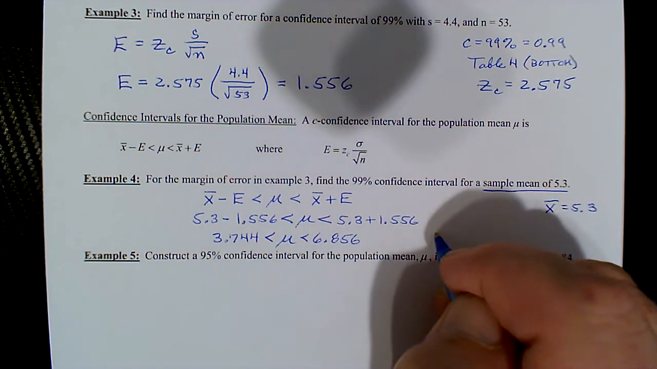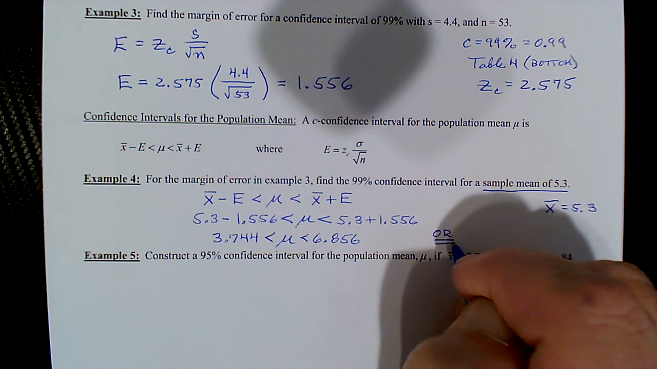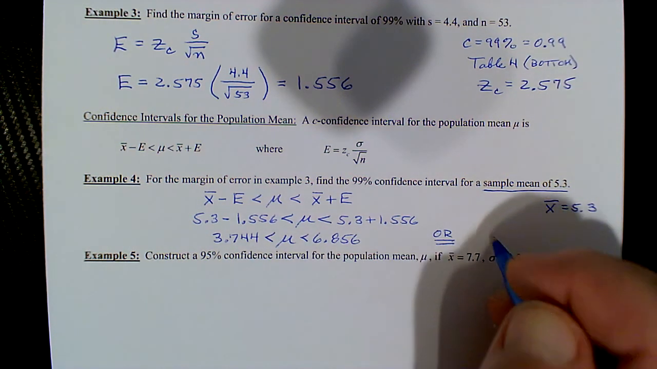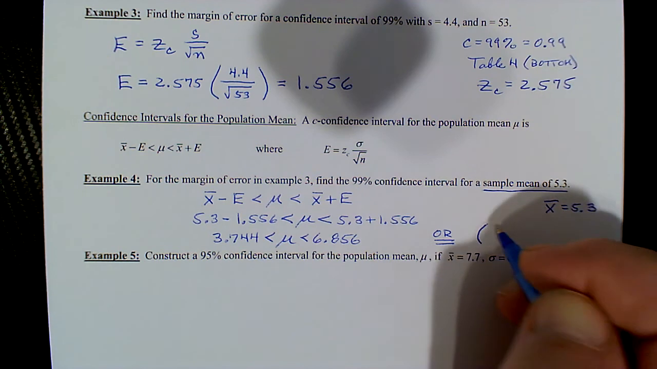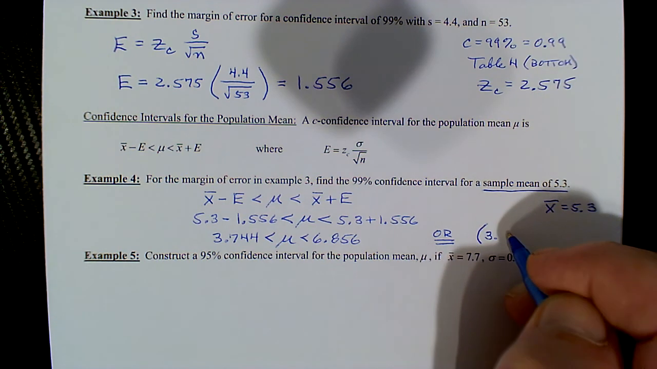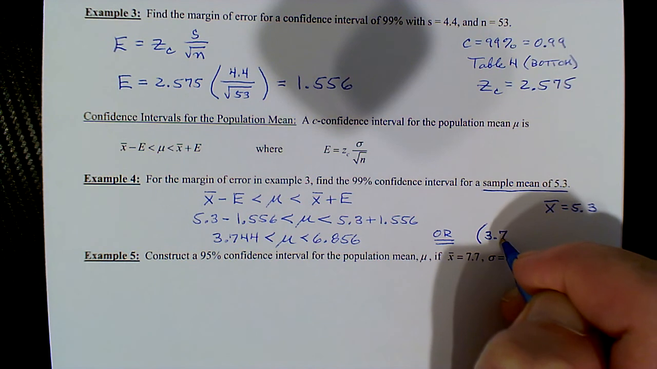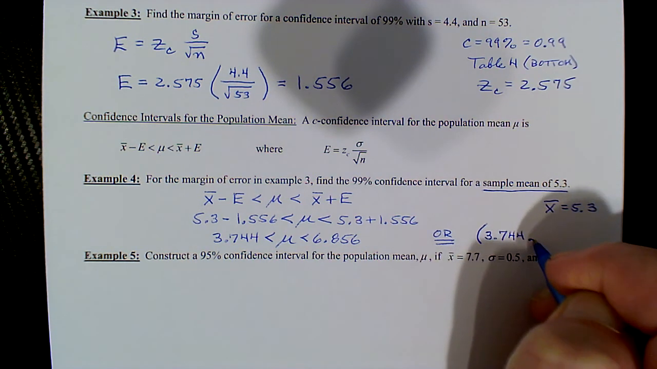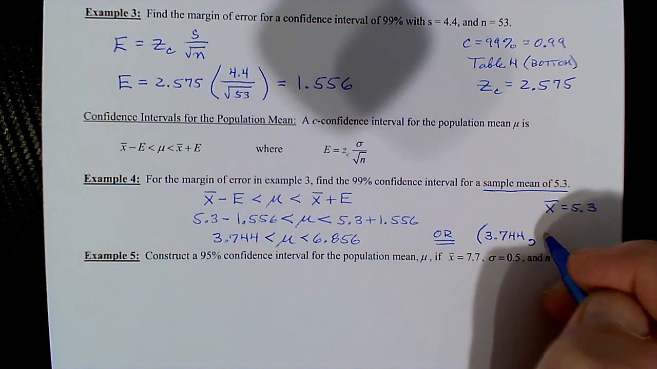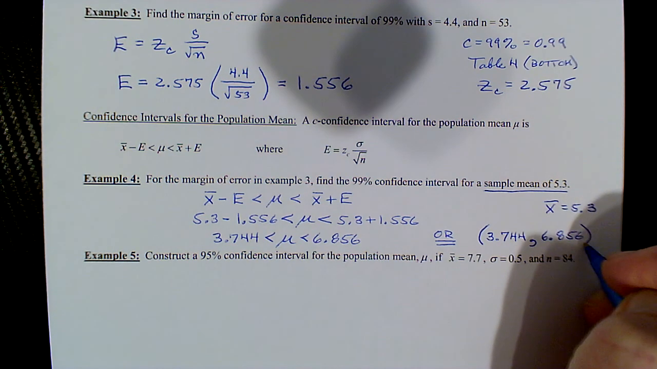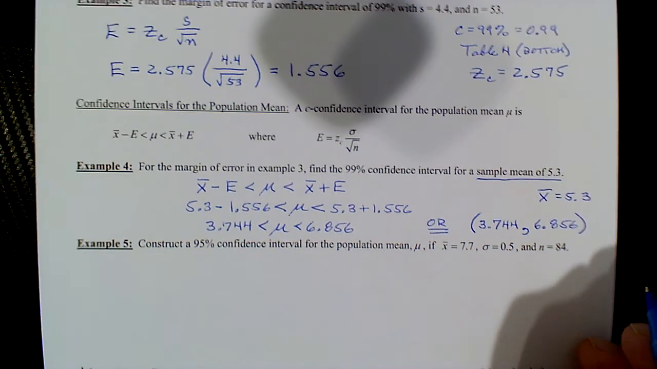6.856. Now we could report this as an interval. If you want to report it as an inequality, I think that's actually nice to do it that way, but as an interval, using interval notation: parenthesis, left endpoint 3.744, separated by a comma, and the right endpoint of 6.856, and then close our parenthesis.